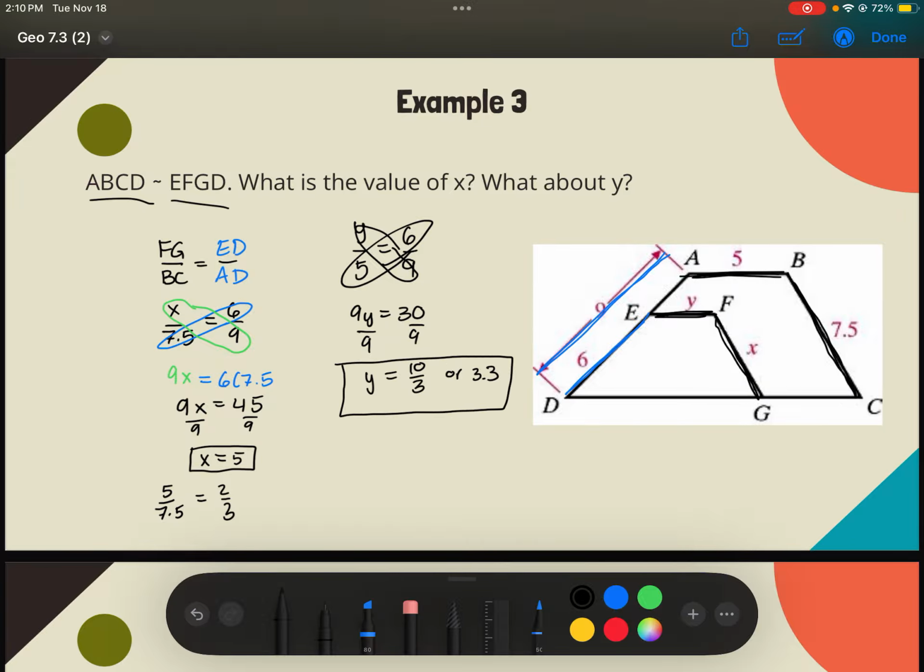We tend to like fractions just because they give us a more exact answer. But you guys might have some problems on your next assessment or whatever where you will have something that says round to a decimal place. All right, that's example 3.